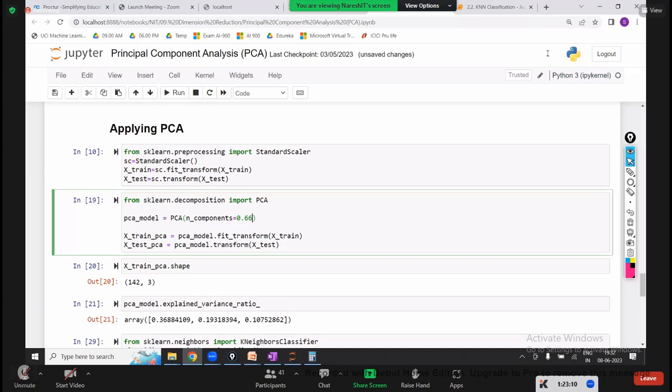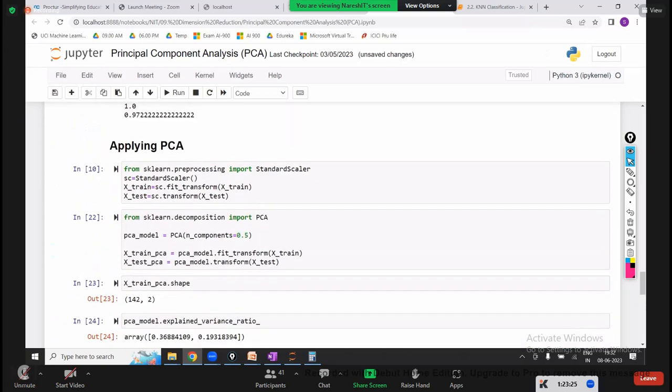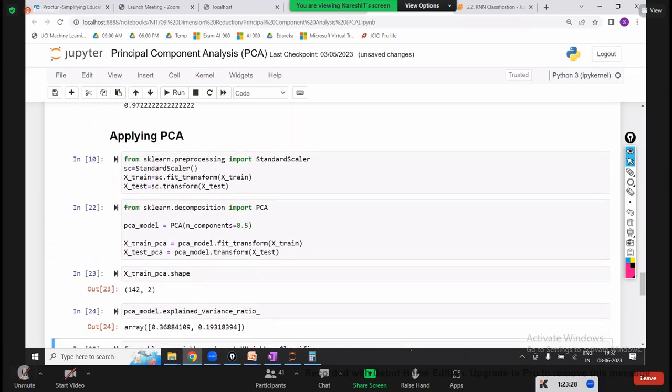For example, I ask for only 50%. For getting 50%, how many columns do I require? The first column will give 36% only. It will not give the 50. At least I have to add the second column also. Then only I will get the 50% weightage. So if I want 50% weightage, minimum I have to consider 2 columns. Is that clear now?